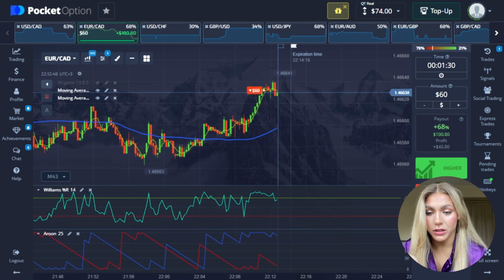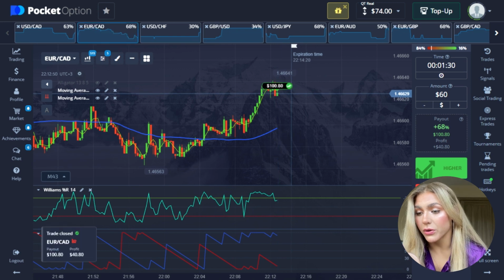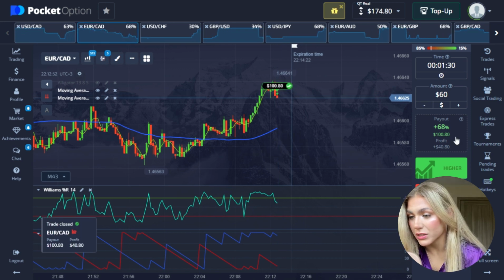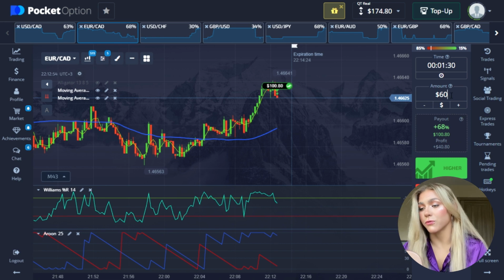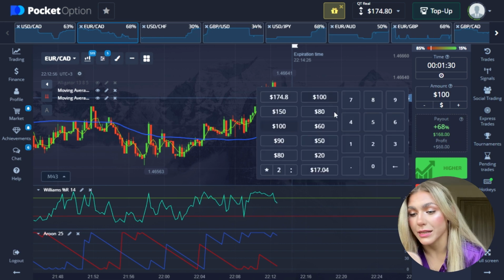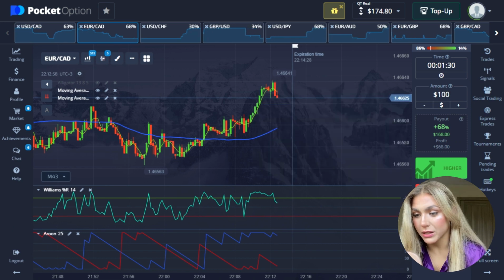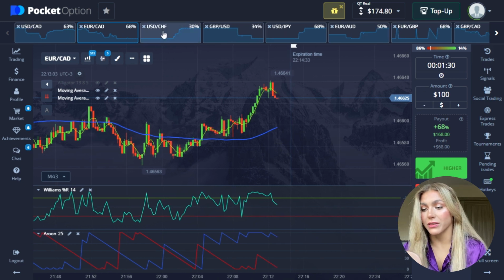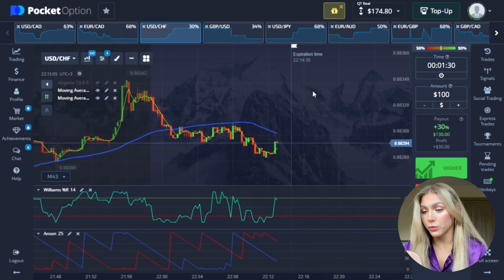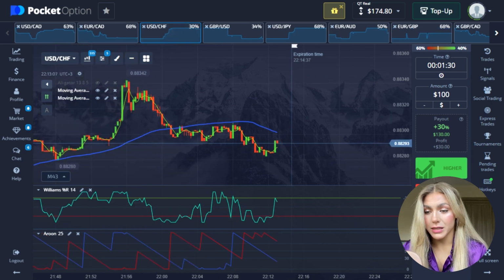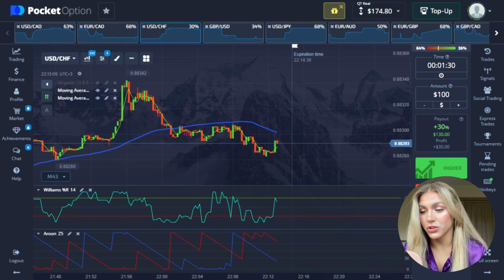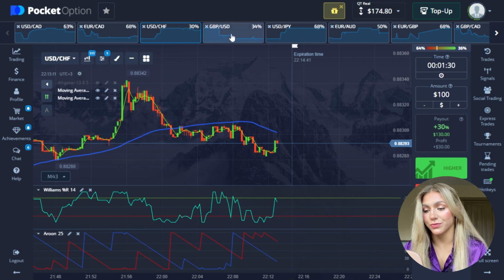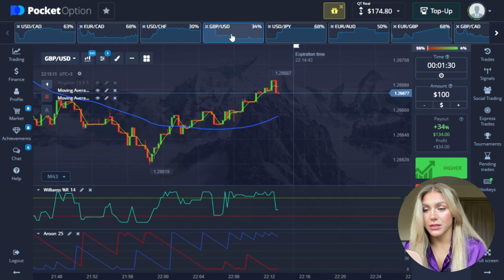And okay, we'll circle back in a jiffy, but right now another trade bit the dust. My stash is up to $174.80. Let's crank up the stake to a cool $100. Time to take a gander at the dollar/Swiss franc duo. Candles here are hinting the action's dead as a dodo. Same story this side of town.